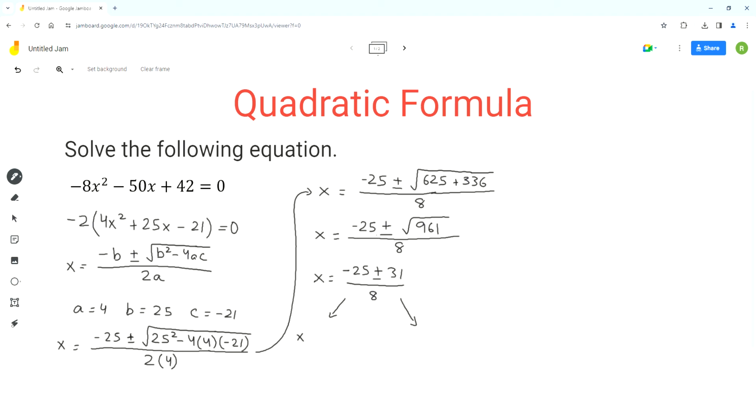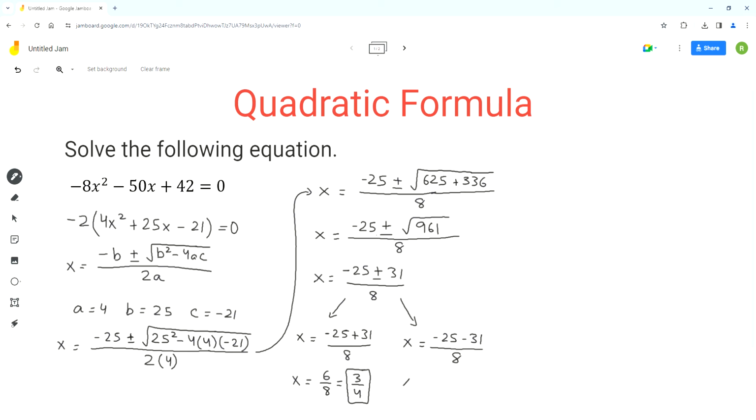So x equals -25 plus 31 over 8. And the negative case will be x equals negative 25 minus 31 over 8. Now we have to simplify these expressions. So we'll start with the positive case. So negative 25 plus 31 is equal to 6. So we get 6 over 8, which can be reduced to 3 over 4. So that's the first solution for this equation.